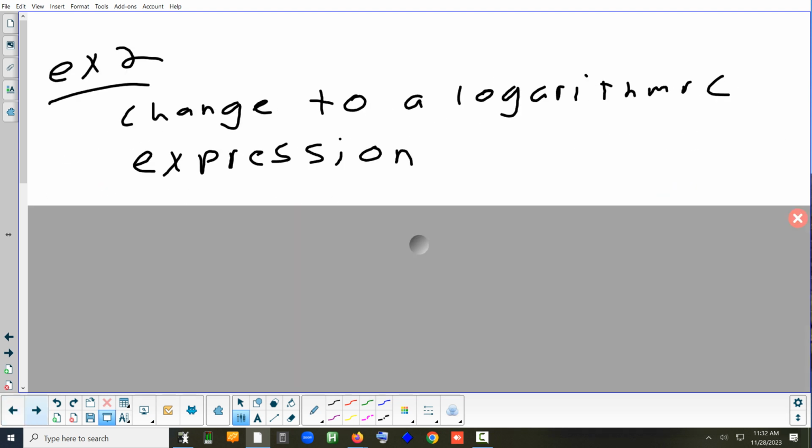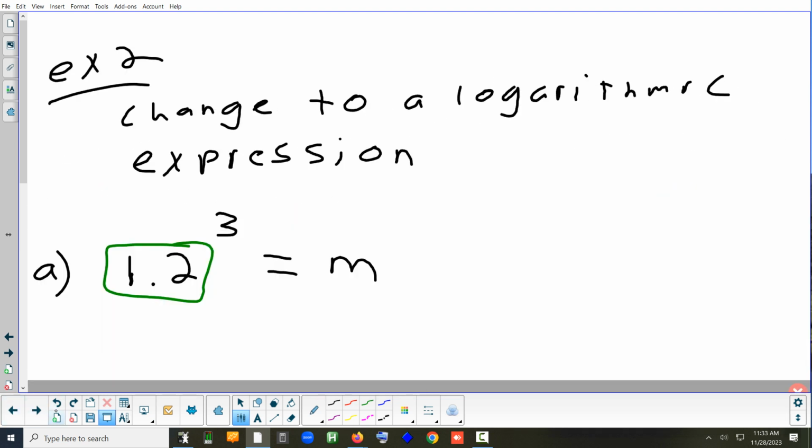Alright, so now let's try it the other way. Change that to a log expression. Well, first thing you have to write down if it's a log expression is the word what? Yeah, you got to write the word log. So put the word log, put your equal sign, and now identify where everything goes. Okay. What's going to be the base on my log? 1.2. Same as the base on the exponential, 1.2.